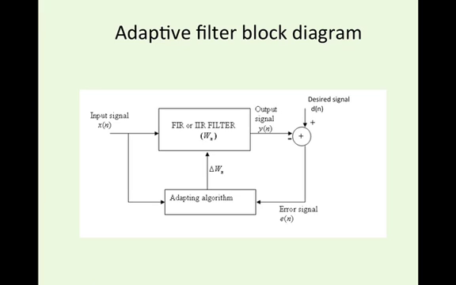signal x of n to the FIR or IIR filter, that is finite impulse response or infinite impulse response filter, which has a transfer function W, and we get an output signal y of n, which is then compared with the desired signal d of n to find out the error signal e of n. Based on the error signal e of n, we use an adaptive algorithm to find out the correction that has to be given to the filter, and that is delta W of n, which is then passed to the filter, and the output signal thus converges to the desired signal.